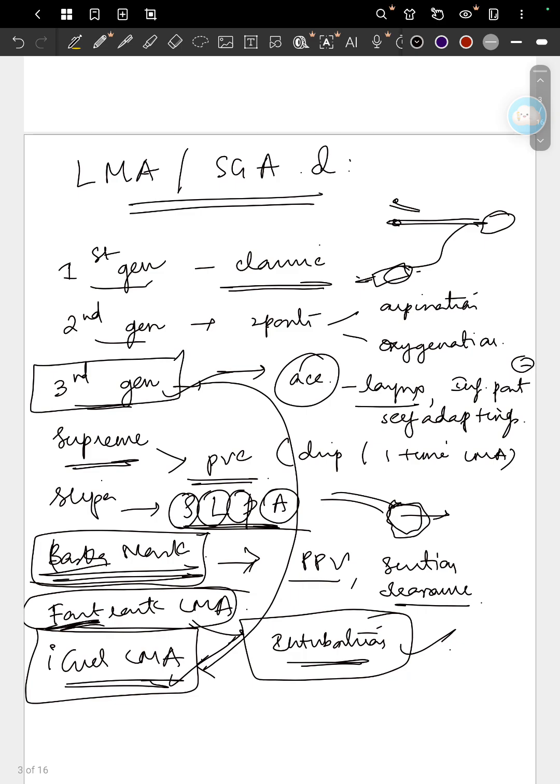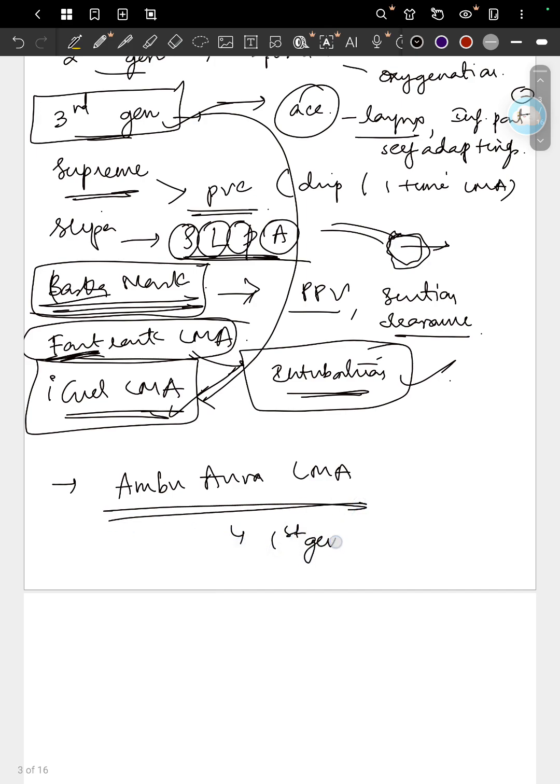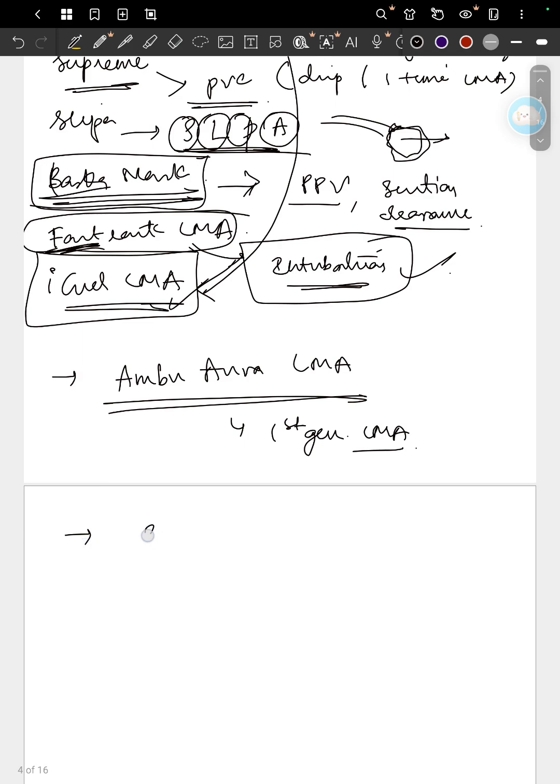So these are about LMAs, and we have two more points to remember in this session. That is Ambu Aura LMA. This is one type of LMA device. It is a first gen LMA. This is just a point you have to remember or memorize. Coming to the next one, that is sizes of LMA. You just have to remember in this order: male, female, and child. For male it is 5, for female it is 4, and for child it is 3.